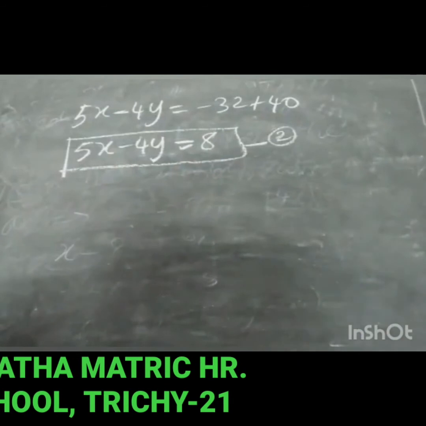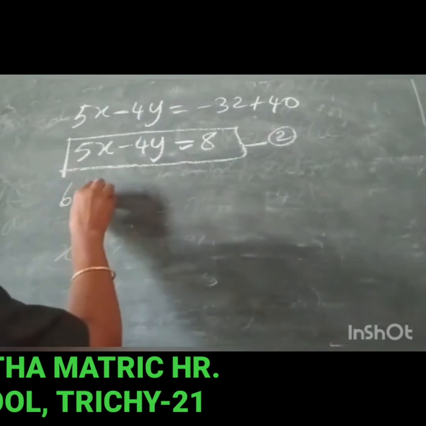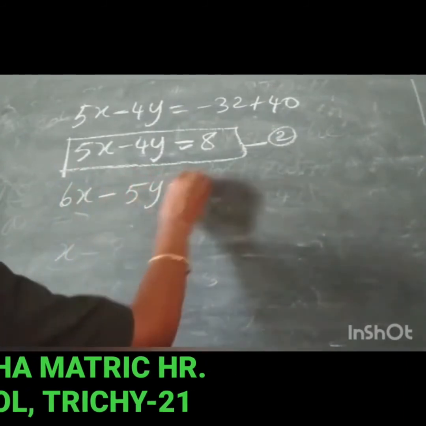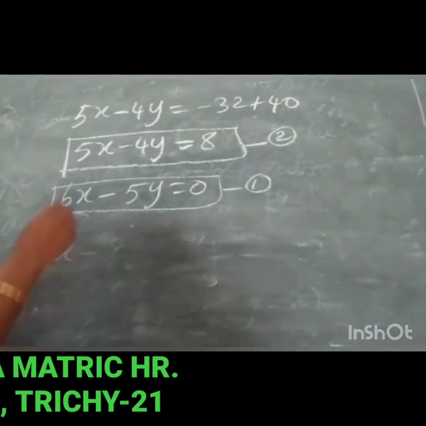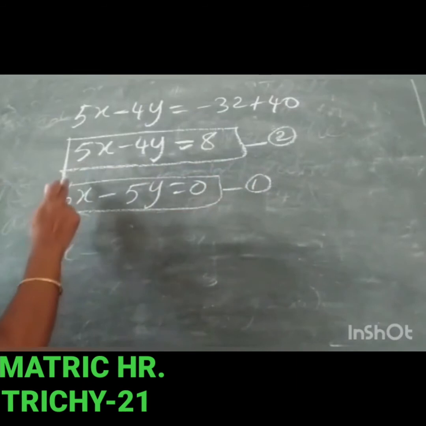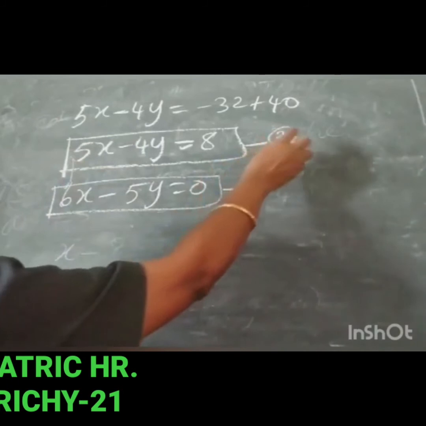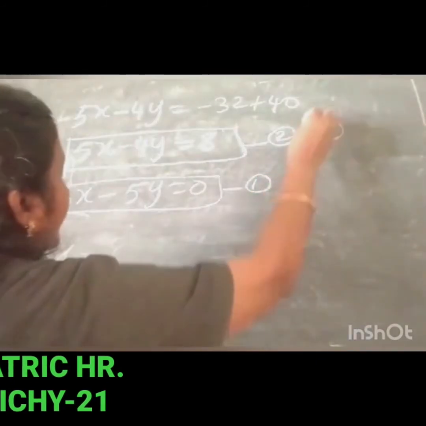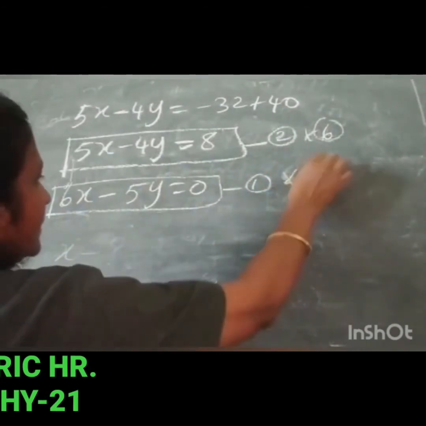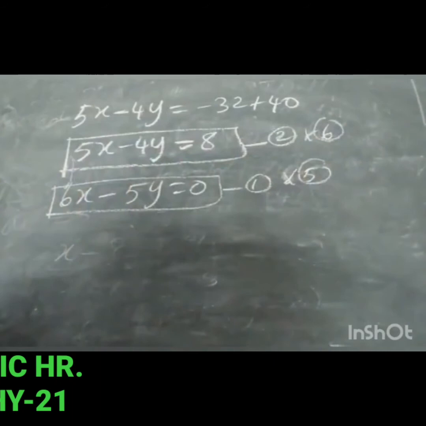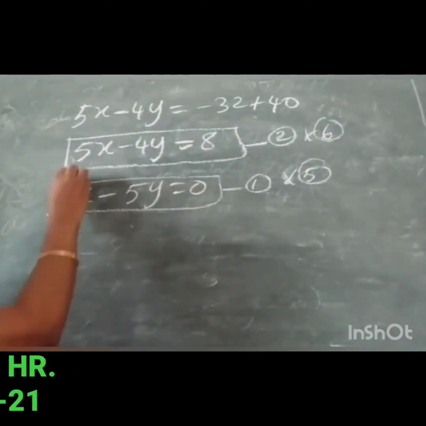Already we found the first equation: 6x minus 5y equal to 0. Now you can multiply the first equation by 5 and the second equation by 6. Then only you will get the same x term in both. So first, multiply the first equation by 5.